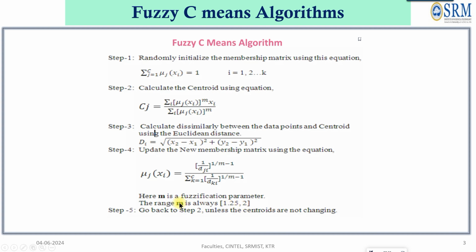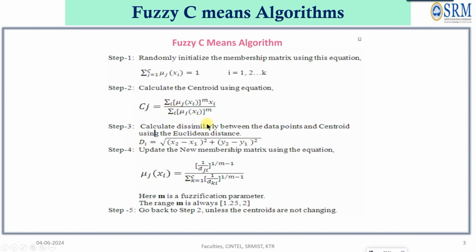M is a fuzzification parameter. Since we are going to assign a single data point to multiple clusters, we need this fuzzification. This is divided by the summation of mu i of xi, the whole power m. This is the formula for calculating the centroid.